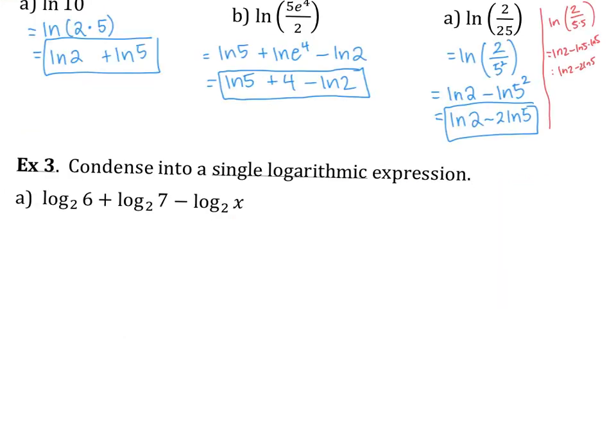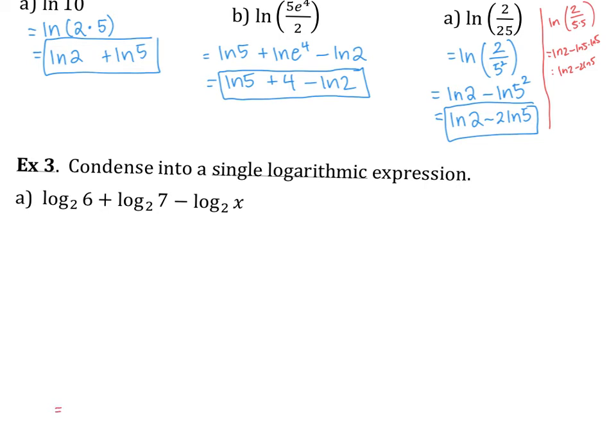Okay, for example 3, we're going to condense into a single logarithmic expression, and this is commonly useful if we're trying to solve or something like that. Before you even start, make sure they're all the same base. This is log base 2 of 6, log base 2 of 7, and log base 2 of x. So I can combine them. If they had different bases, I would not be able to combine them easily.